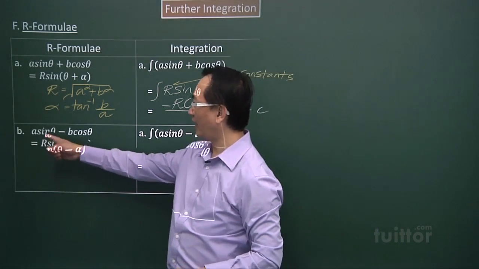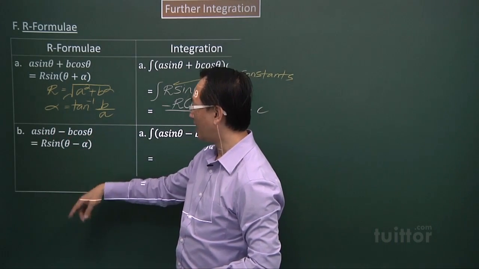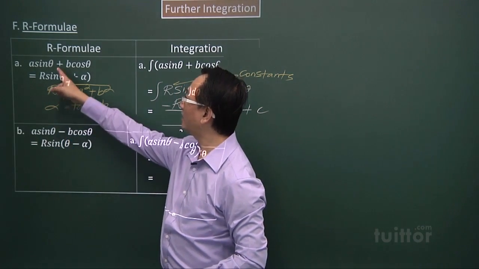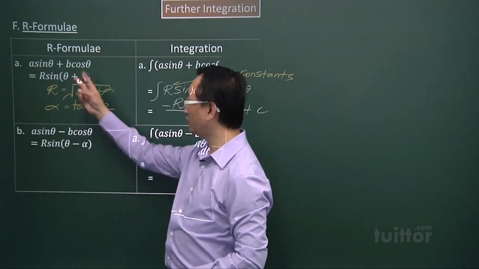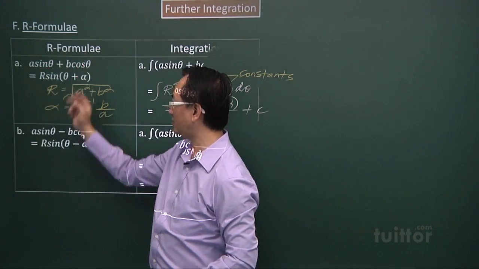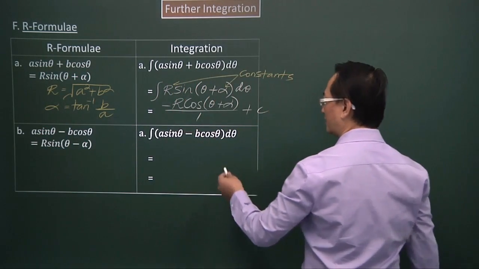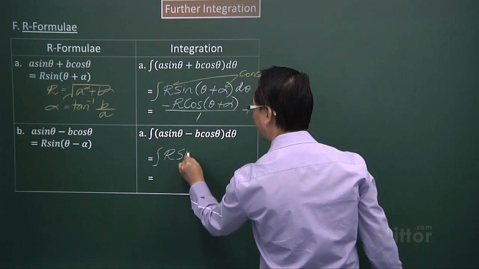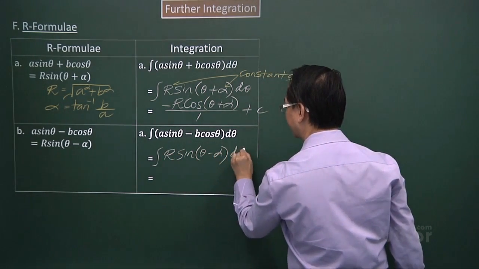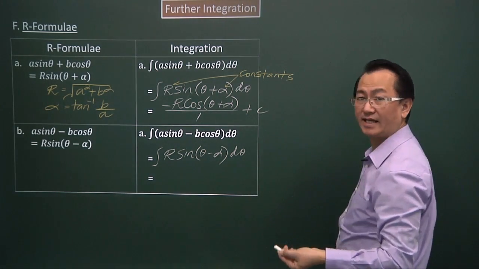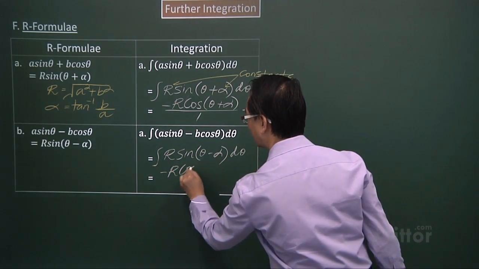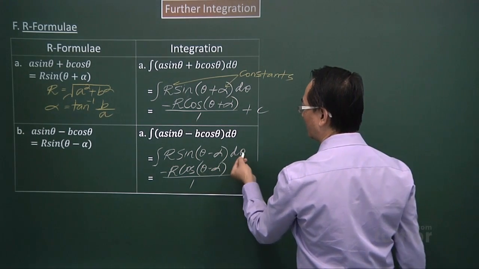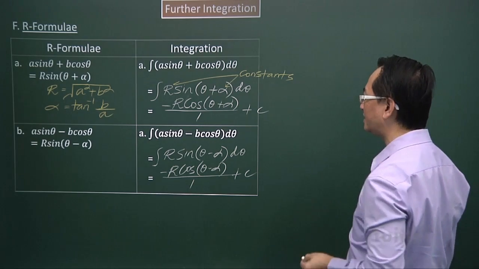Next, when I have a sine theta minus b cos theta, I will have R sine bracket theta minus alpha. It will follow the sign: negative, negative; positive, positive. That is if the two terms involve sine first, then cos. So that expression can be simplified to R sine bracket theta minus alpha. Integrating sine, I get negative cos. So I get negative R cos bracket theta minus alpha over 1, because I'm differentiating theta with respect to theta, plus the arbitrary constant c.